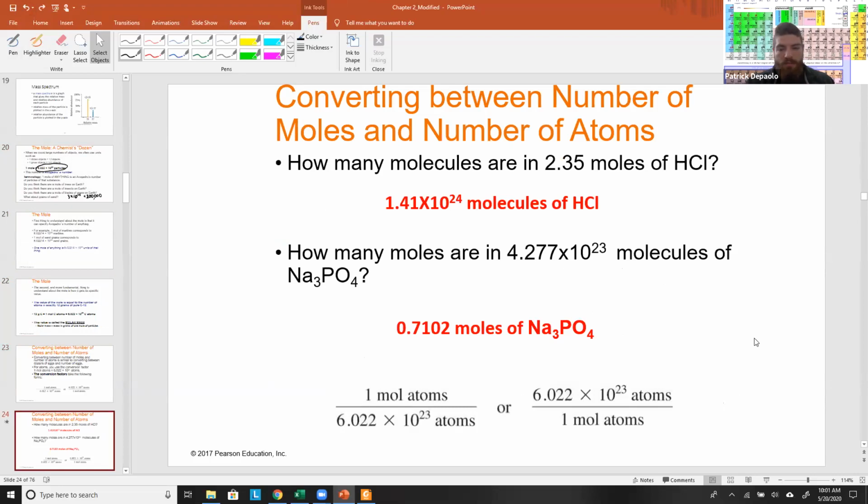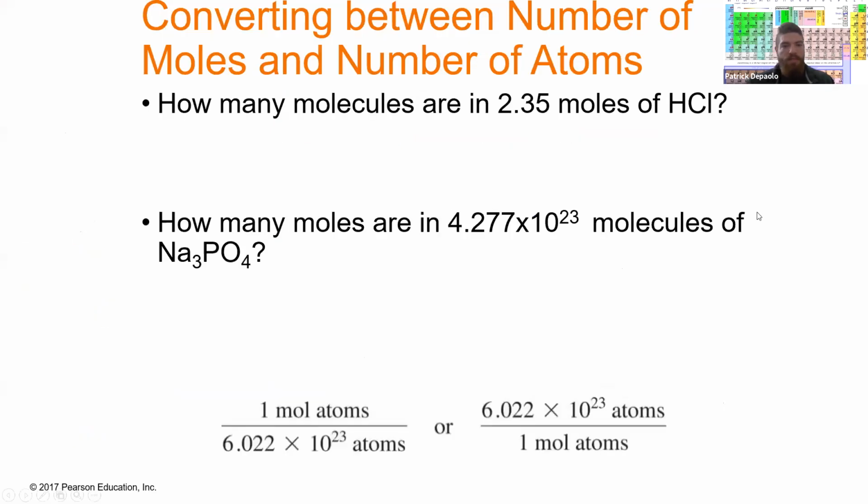Let's do these. Okay. So how many molecules are in 2.35 moles of HCl? So HCl. Now think about what the question's asking. It's saying how many molecules are there. So we know that there's 2.35 moles.